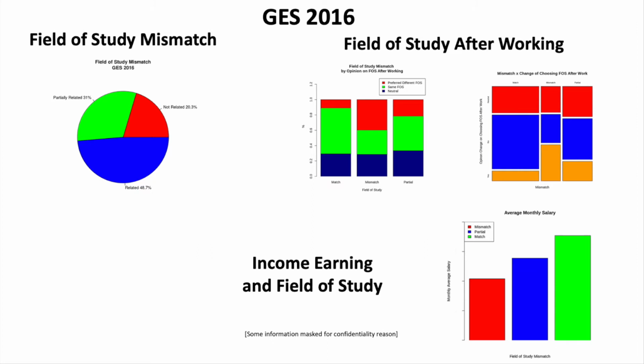So you can see that the match group has a larger proportion, painted in blue, to say that they want to stay in the same field of study.